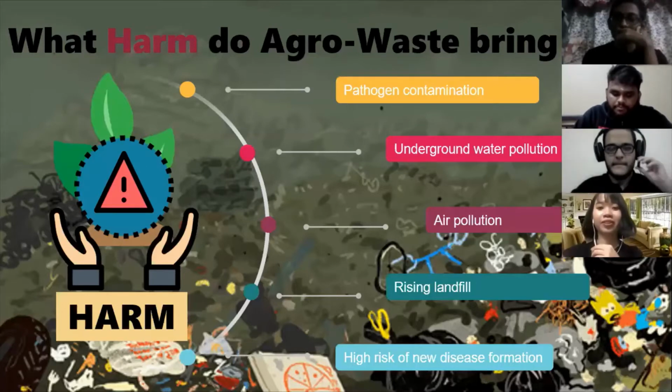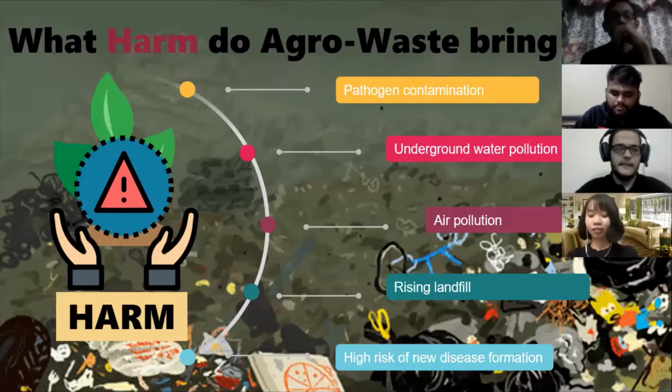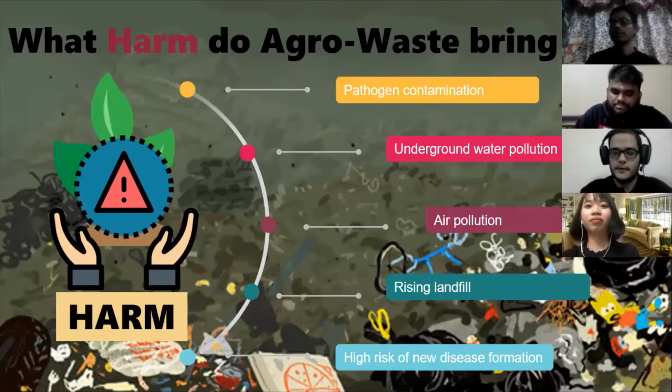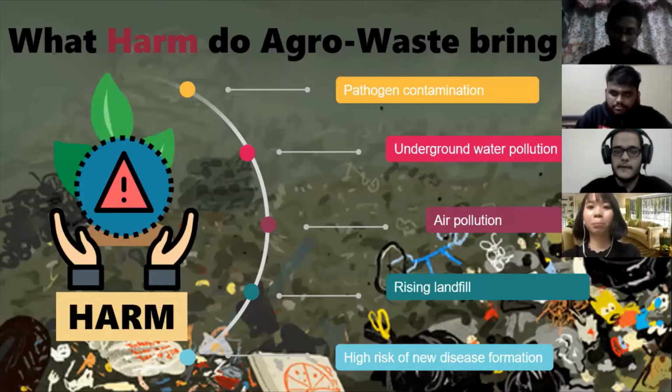Hamza. Thank you. So as Mathish said, agro-waste can damage the environment and the natural resources of a country. As you look at this slide, there are 5 types of harm that agro-waste can bring. The first harm is pathogen contamination. This mainly comes from animal manure, because it usually contains bacteria or microbes. An example is rivers and lakes that have been contaminated due to disposal of animal manure in them.